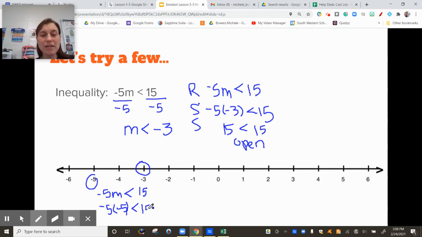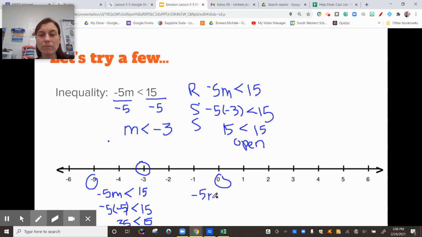Well, a negative times a negative is a positive. This would be positive 25. Is 25 less than 15? No, of course not. So this isn't right. I shouldn't be graphing this way. I shouldn't be graphing to the left of -3. Let me try something on the right of -3, like something easy, like 0.